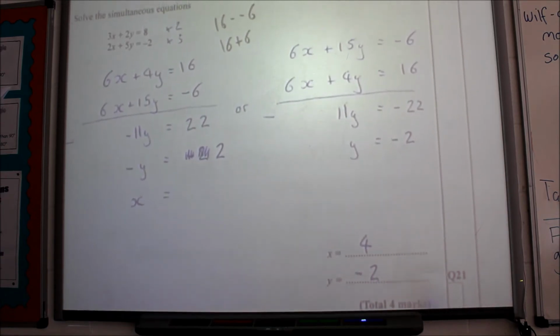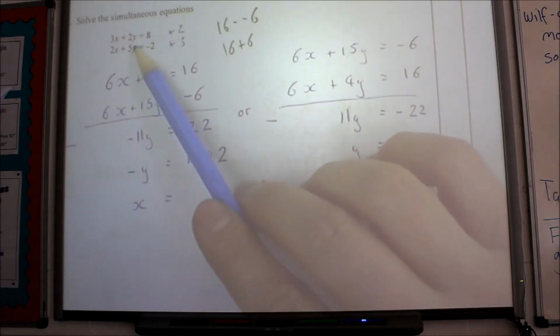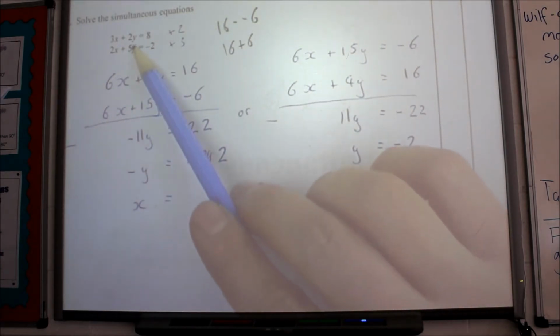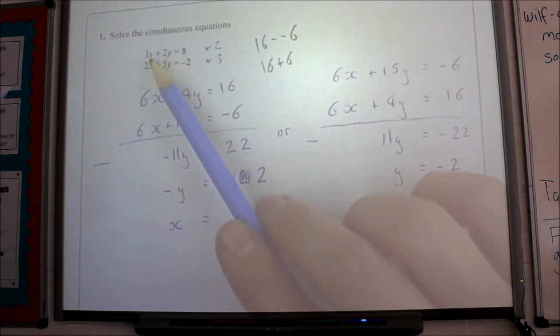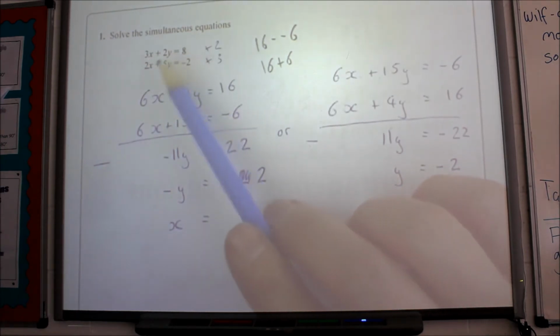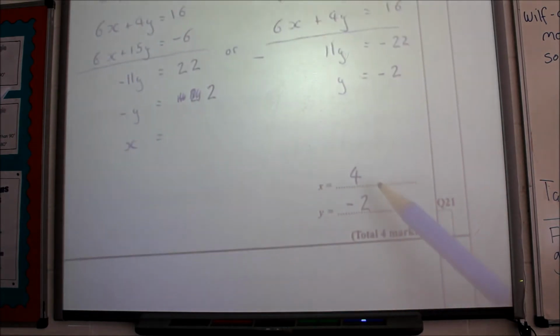Then you need to plug minus 2 back into it. So I can put minus 2 on the top one here, say. 2 lots of minus 2 is minus 4. So what number add minus 4 is 8, or 12 add minus 4 is 8, and 3 times what is 12? 3 times 4 is 12. So there's your 4 marks for that one.